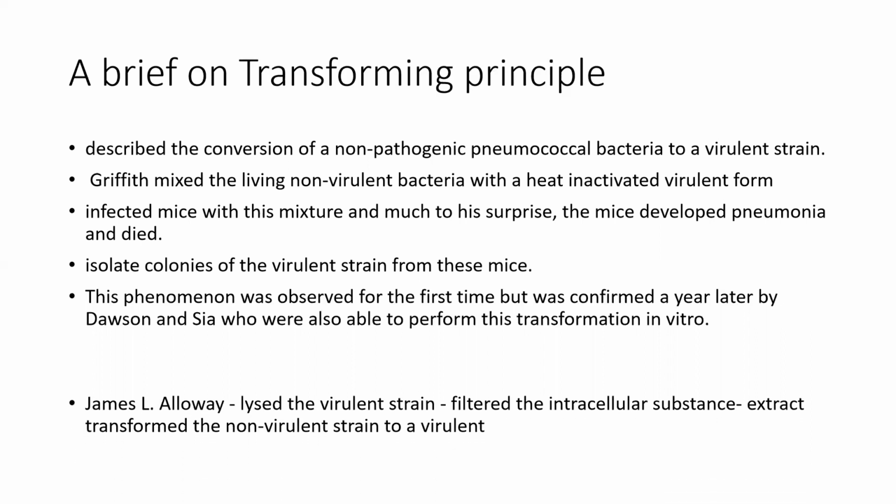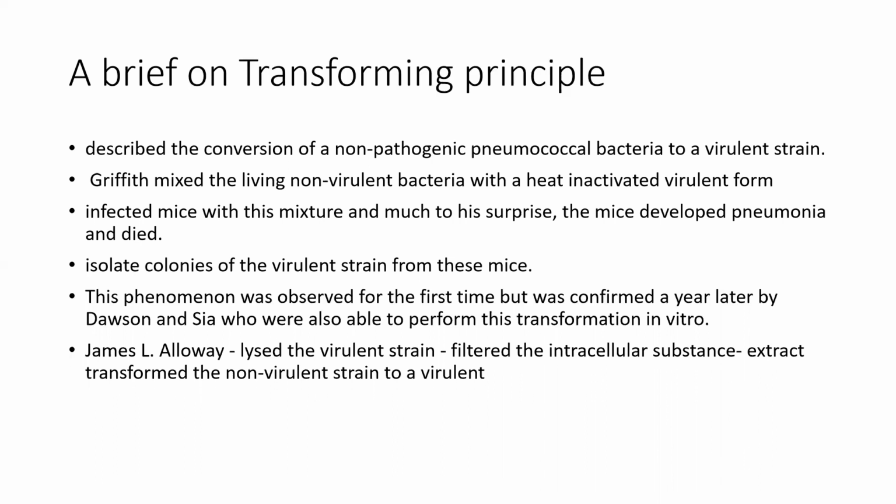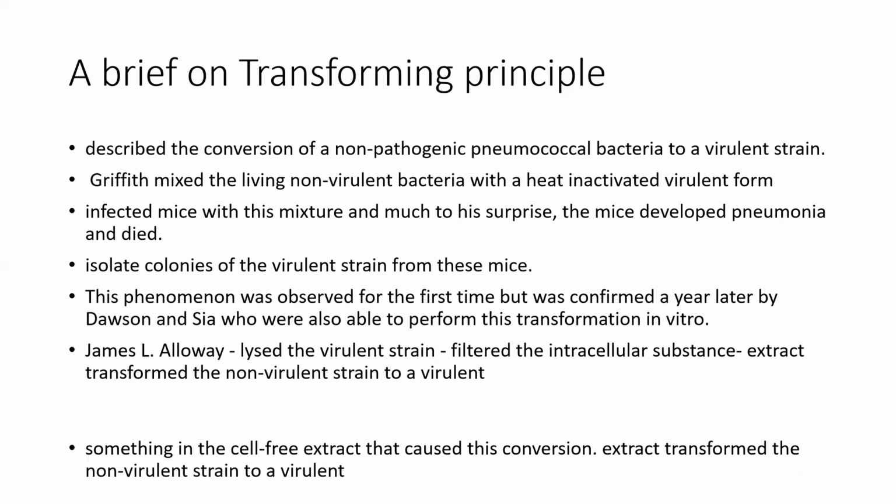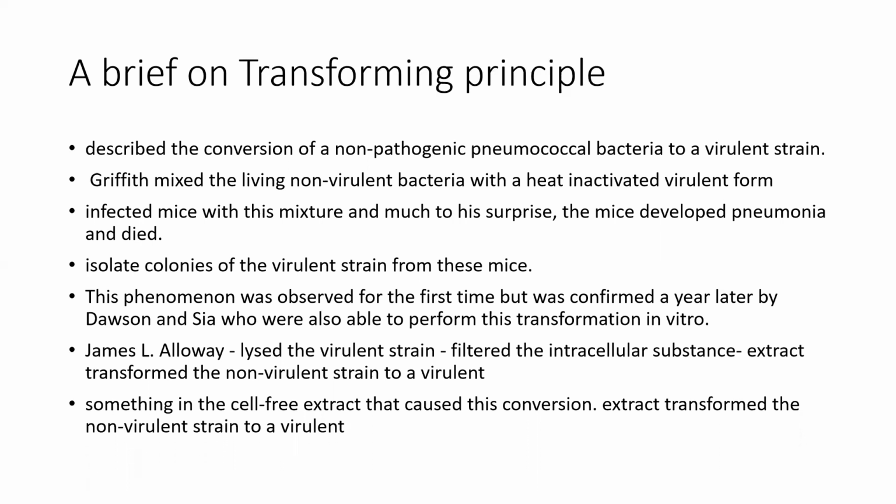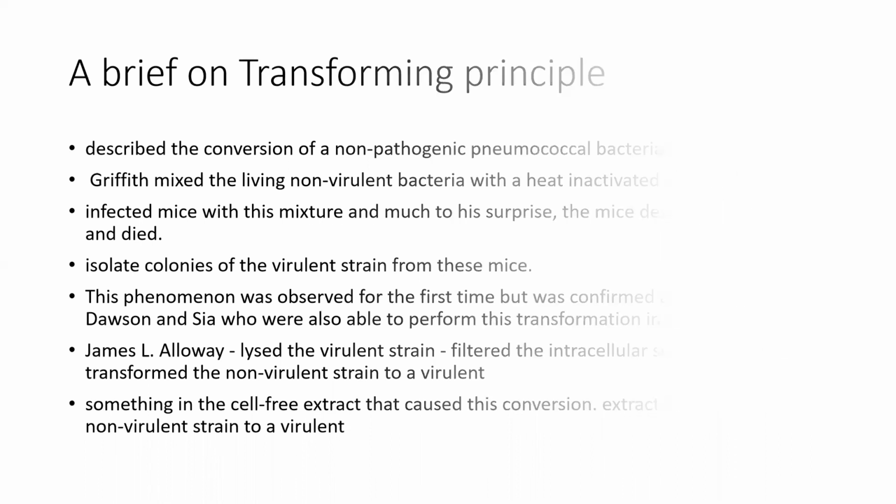Dawson lysed the virulent strain. What is lysing? Breaking. He broke the virulent bacteria open, filtered the intracellular substance and removed the extract. This extract transformed the R strain into the virulent type, the S strain, because the R strain is non-virulent and the S strain is virulent. Something is there in the cell-free extract that caused this conversion, and the extract transformed the non-virulent strain to the virulent strain.